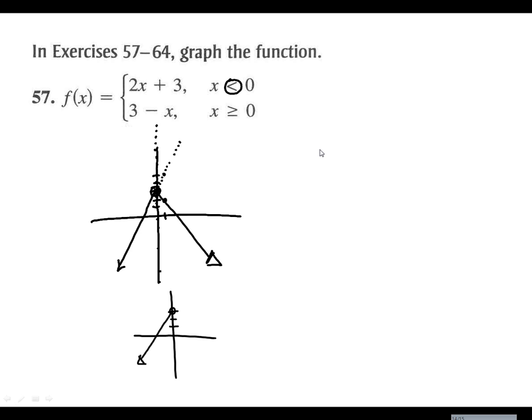So if we were to clean this up, we have at 3. Now since there's an open circle and a closed circle on the exact same point, the closed circle wins that battle. Notice that this has a slope of 2. This has a slope of -1. So this would be steeper on this side.